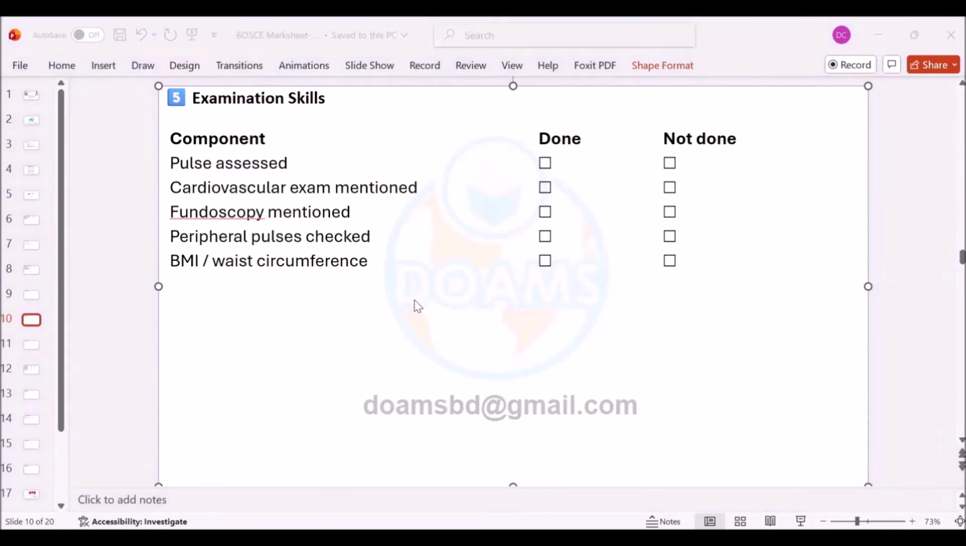The sequence can be changed. Here, like you said, pulse, CVS, peripheral pulses. If I do pulse, CVS, peripheral pulses, body mass, and fundoscopy at the end, the sequence is not important. How you can make a good sequence, we already discussed in our focused examination skill in the OSCE.